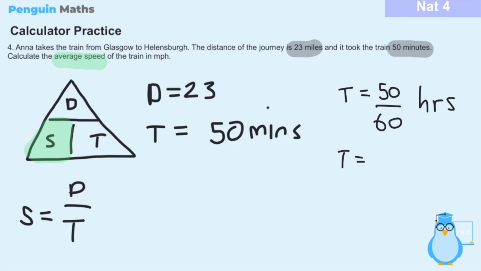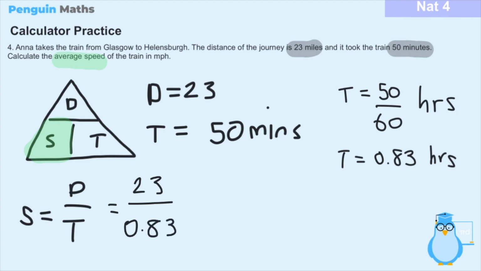So if you're doing a calculator, 50 divided by 60, we're going to approximately get 0.83 hours. So that means now that our distance and our time is in the correct units for the speed to be in miles per hour. So let's put these values into our equation. We have D is equal to 23 and the time is equal to 0.83, and put this into our calculator and we should get an answer of around 27.6 miles per hour.